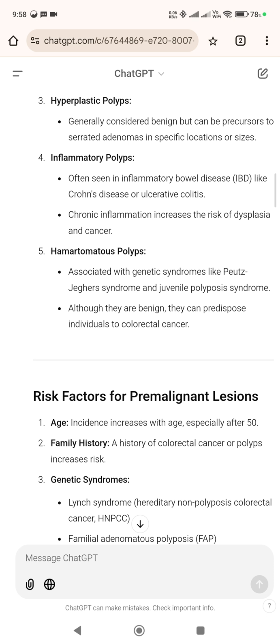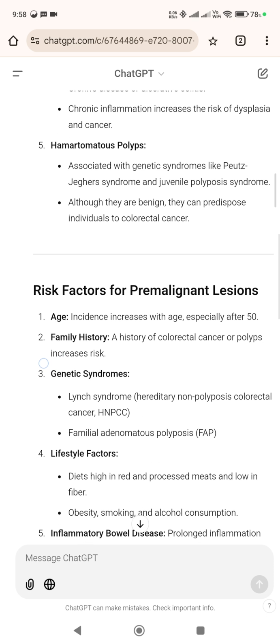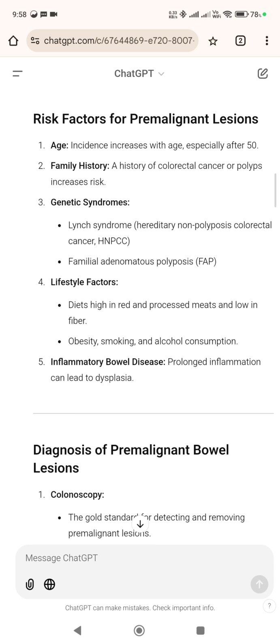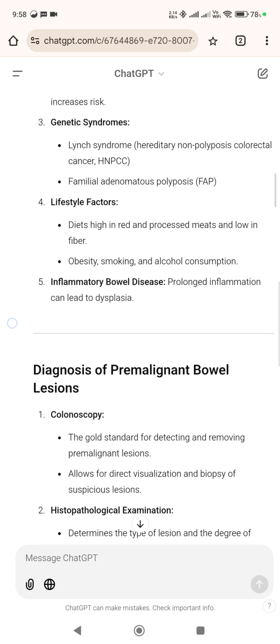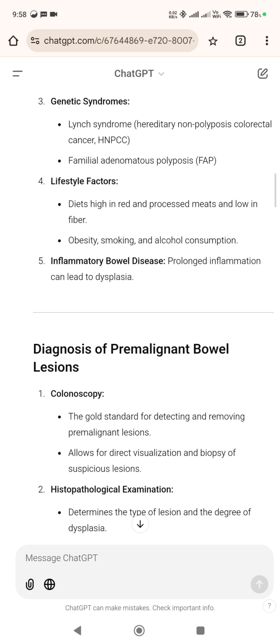Risk factors for premalignant lesions. 1. Age. Incidence increases with age, especially after 50. 2. Family history. A history of colorectal cancer or polyps increases risk. 3. Genetic syndromes. Lynch syndrome, hereditary nonpolyposis colorectal cancer, HNPCC, and familial adenomatous polyposis, FAP. 4. Lifestyle factors. Diets high in red and processed meats and low in fiber, obesity, smoking, and alcohol consumption. 5. Inflammatory bowel disease. Prolonged inflammation can lead to dysplasia.